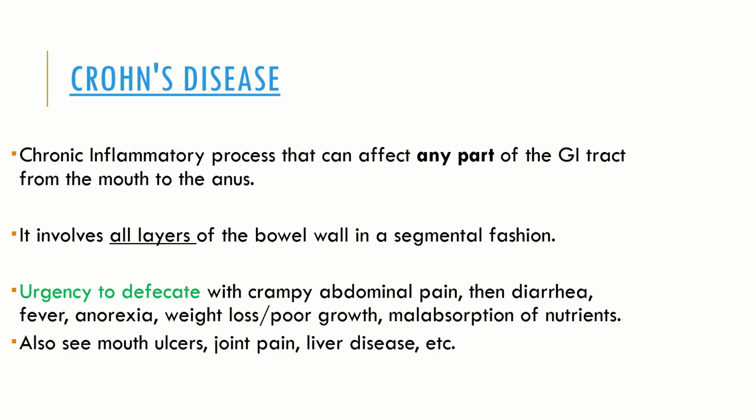Symptom-wise, urgency to defecate, we've seen in both of these disease processes. Crampy abdominal pain, similar to both of them. Diarrhea, fever, those are similar. Anorexia, weight loss, both similar. So really these symptoms are going to be pretty much the same for both of these, which is really why we need to go in and determine which process we're actually dealing with, where it's located, what it looks like. We'll talk about that in a minute here. You also may see with Crohn's disease mouth ulcers, joint pain, liver disease, etc.